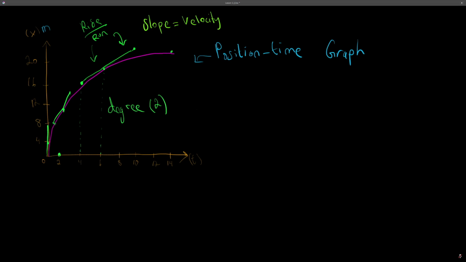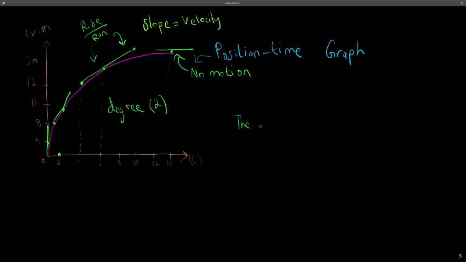Now, if you look at this point over here at t equals 14, you can see that the tangent line is practically horizontal, meaning that the object is not moving, or it's in no motion. So no motion when it's a horizontal line, and the more vertical it becomes, the faster it will be.